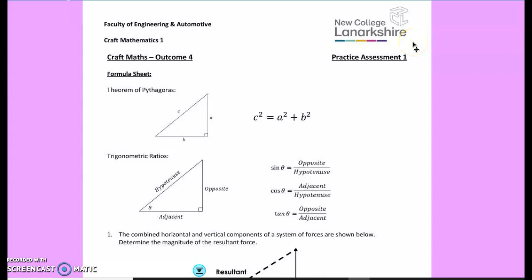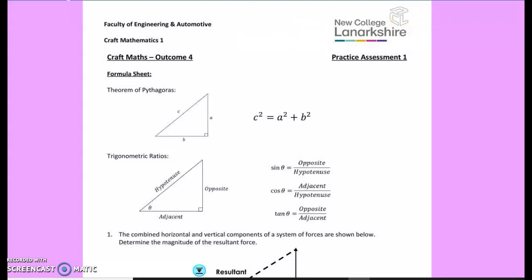I'm going to go over the practice assessment for outcome 4. First thing you'll see in this assessment is a formula list. You'll get given the Pythagoras theorem, which is the longest side squared is equal to the other two sides squared and added. And you'll also get your trig ratios. So you'll get your sine is opposite over hypotenuse, cos is adjacent over hypotenuse, tan is opposite over adjacent.